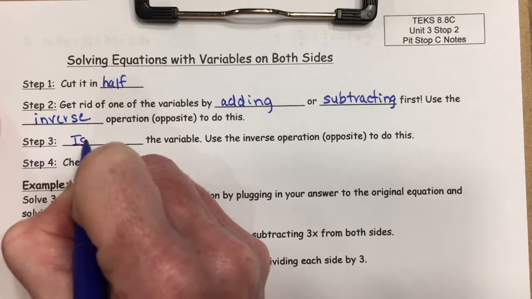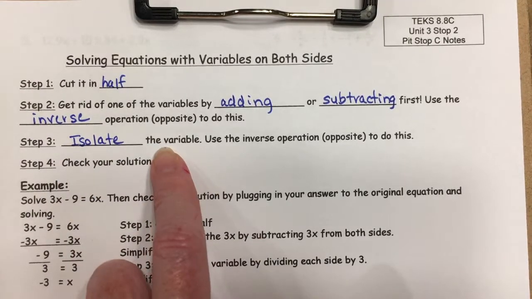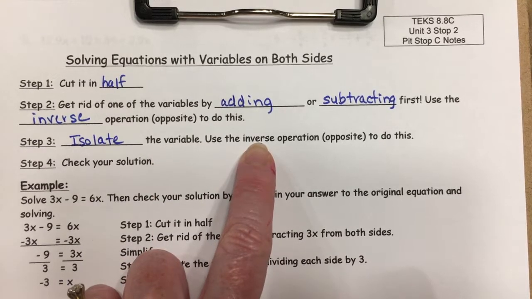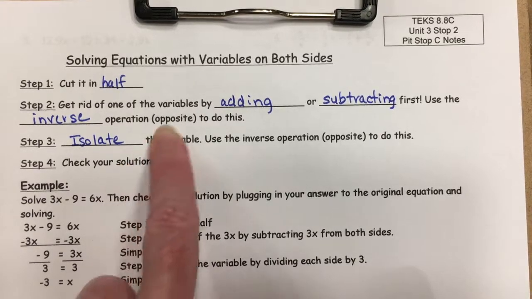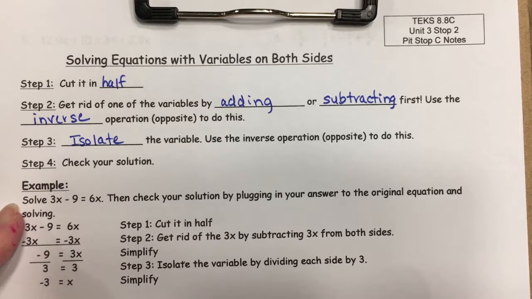Okay, after I use the inverse operation in order to move one of the variables, then I have to isolate that variable. And this is the same step you've used over and over again when solving equations. You're always using the inverse operation or the opposite to do this, and again, you can always check your solution. So really all we've done is add the second step in here. And let's look at this first example.